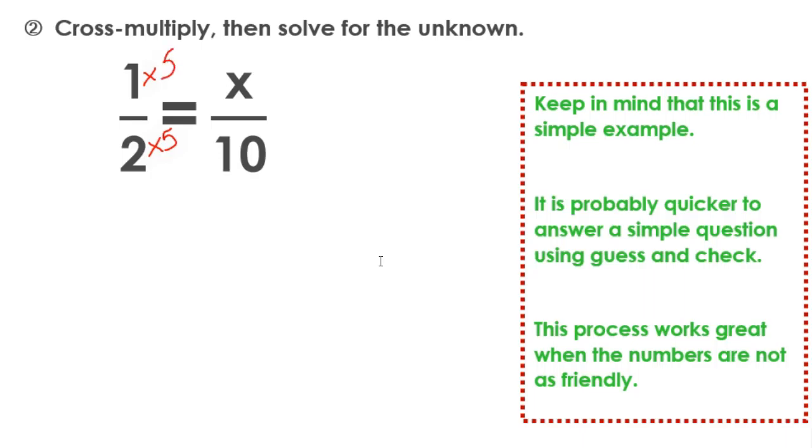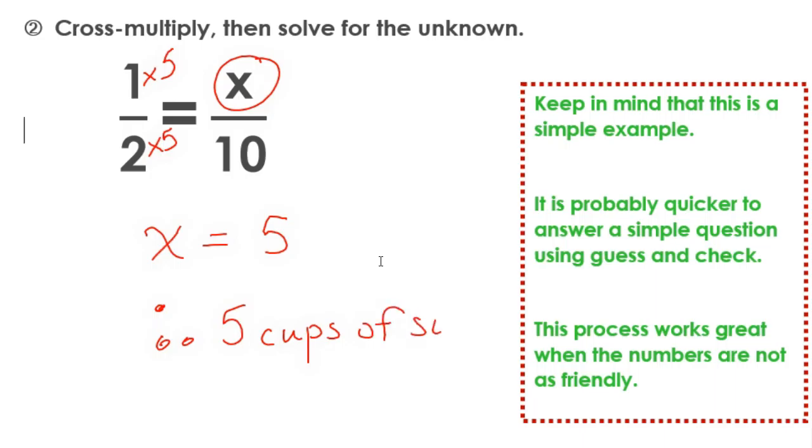So I'm going to multiply the 1 by 5. And that gives me what the value of x is. So I can now conclude that x has to be 5. I think that's fairly obvious. So what that tells me is that therefore 5 cups of sugar are needed to go along with those 10 cups of flour, right?